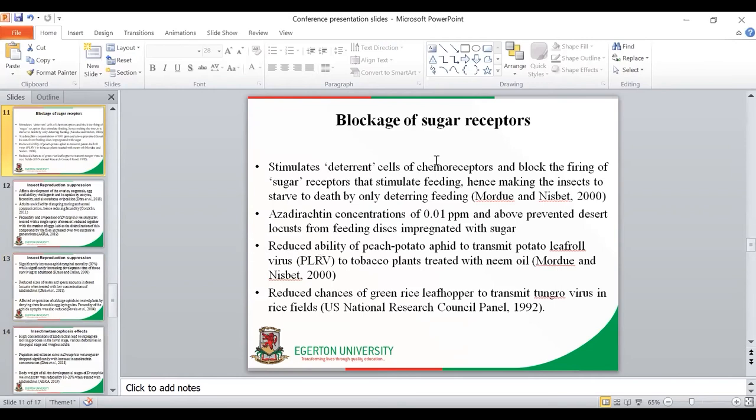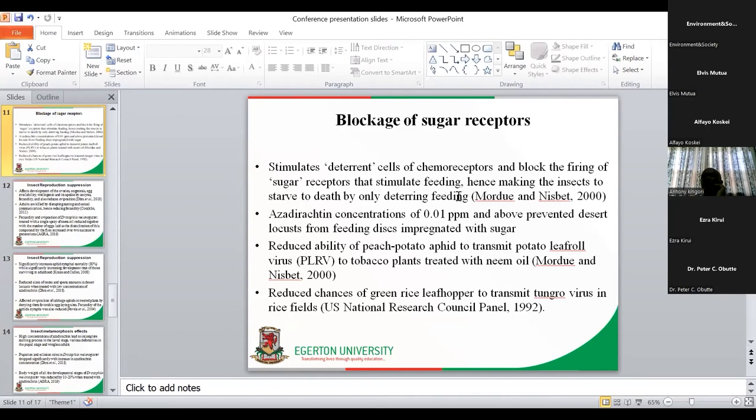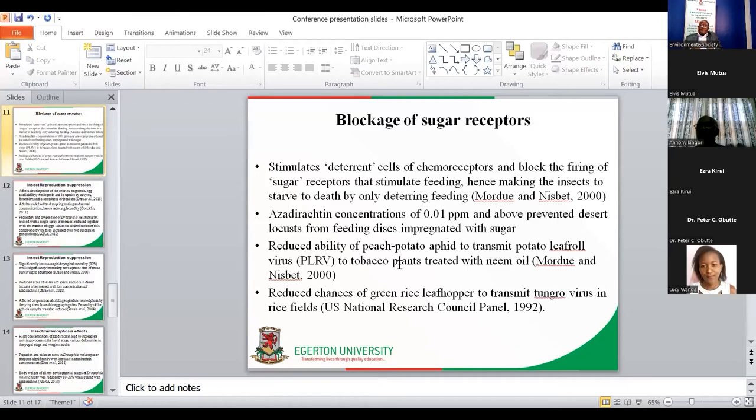This is another method, the blockage of sugar receptors, which is connected to the effect of azadirachtin, where it stimulates the deterrent cells of the receptors and blocks the firing of the sugar receptors. You find that in another research, an azadirachtin concentration of 0.01 parts per million prevented desert locusts from feeding on a disc impregnated with sugar. Blockage of sugar receptors also reduces the chances of disease spreading: there was a reduced ability of the peach potato aphid to transmit potato leaf roll virus to tobacco plants treated with neem oil, and another case study reported reduced chances of the green rice leafhopper transmitting the virus in rice fields.